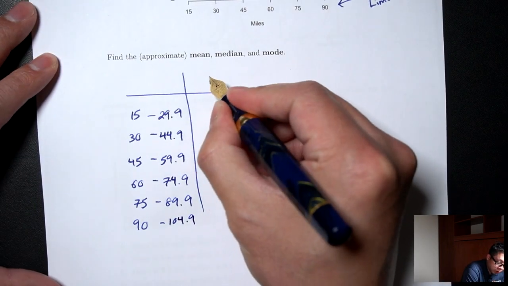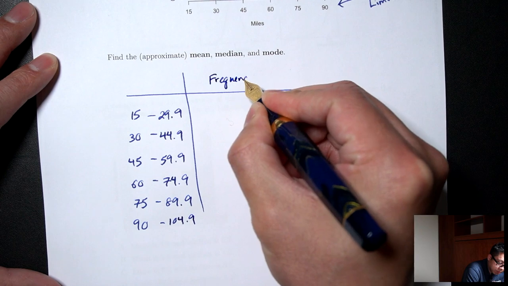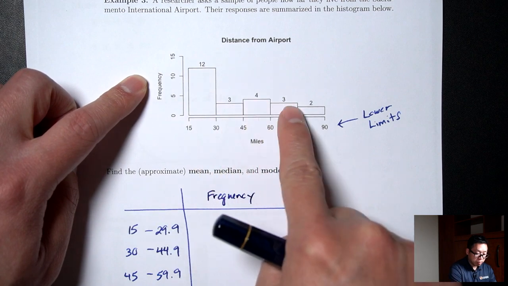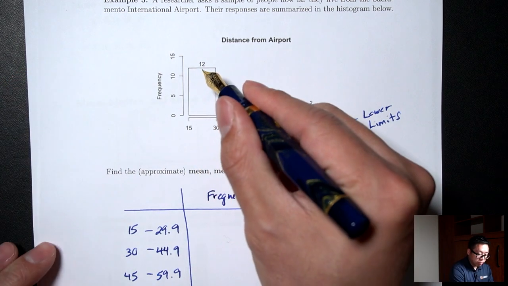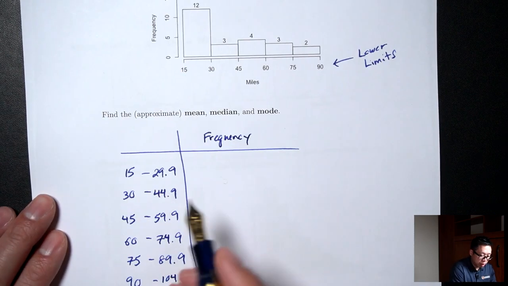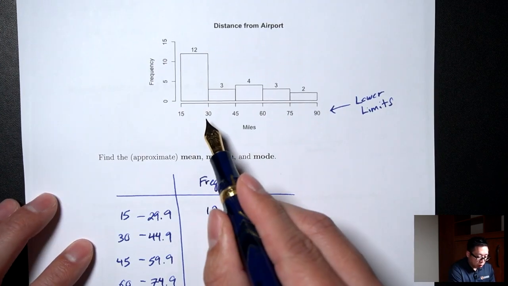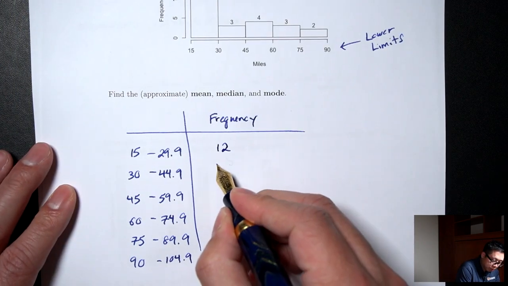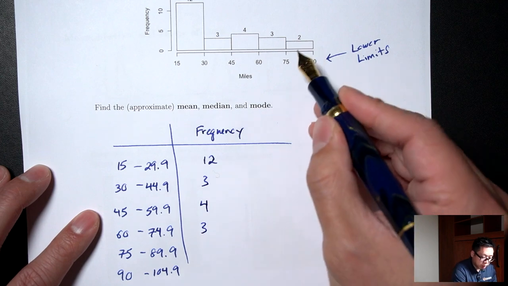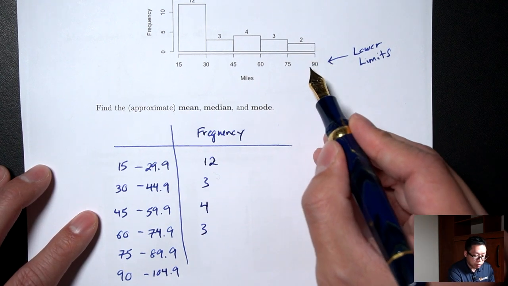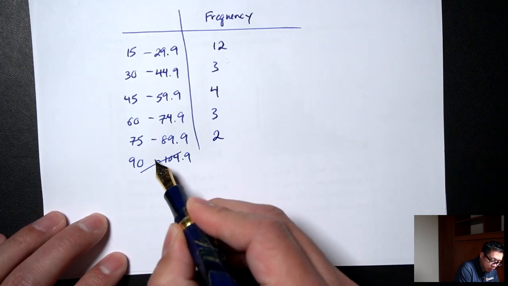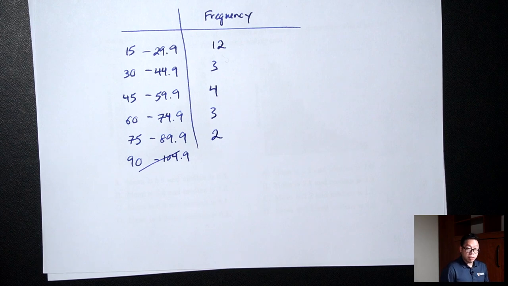And now the frequencies. This is a frequency histogram, which means the heights of the bars are the actual frequencies. 12 is the frequency for 15 to just before 30. So 15 to 29.9, frequency is 12. 30 to just before 45, frequency is 3. 4, 3, and then finally 2 is the frequency for 75 to just before 90. That's 2. And then, like I said, we didn't actually need this one anyway. And that's a frequency table.